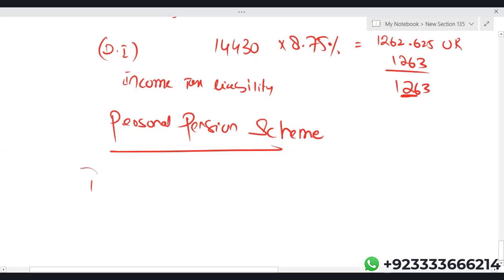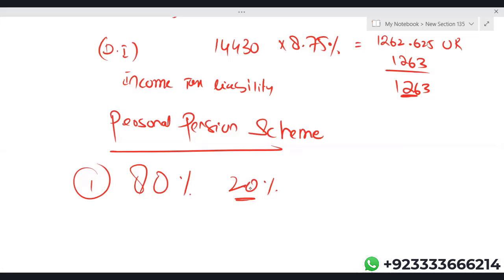Number one, in case of a personal pension scheme, whatever the individual contributes is treated as 80%, and logically, 20% is paid by HMRC. So whatever the individual has contributed is treated as 80%, and 20% will be paid by HMRC.